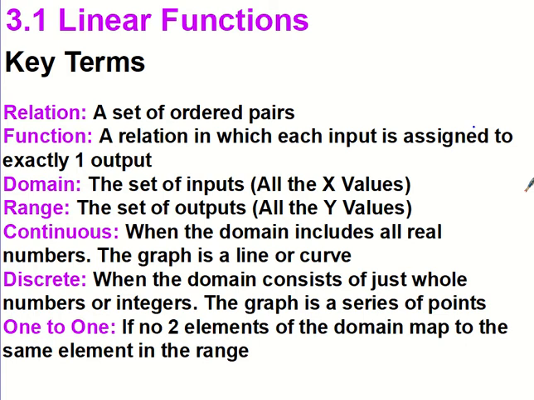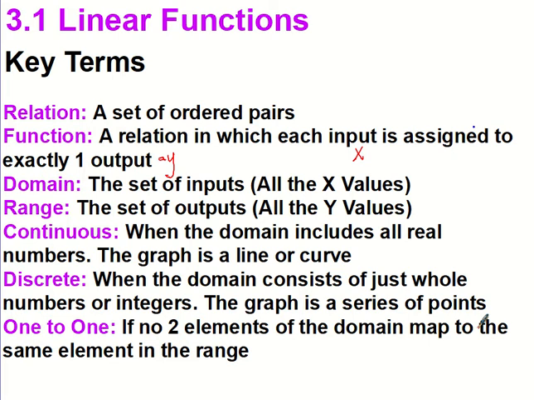A relation is just any set of ordered numbers. It's a relation if you have ordered pairs. If you can take x and y and put them on a graph, it's a relation. Now, a function is a specific kind of relation. It's where every input, x, is assigned to exactly one output, y. Input is what we plug into the equation, that's our x. Output is what we get out of doing the problem, and that's our y. So it means there's only one y with every single x.